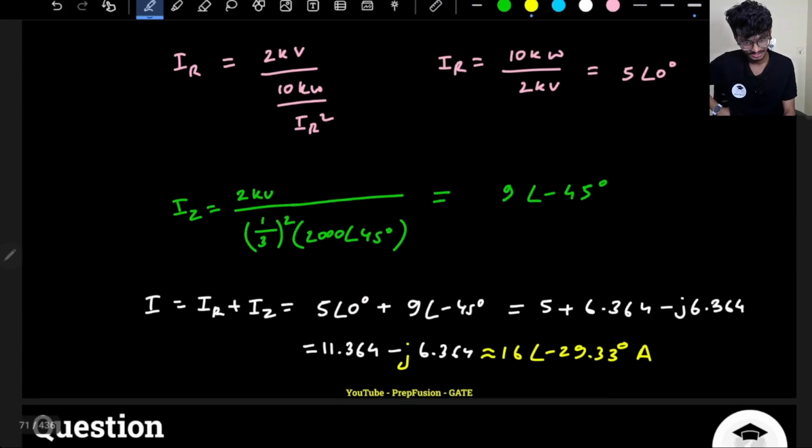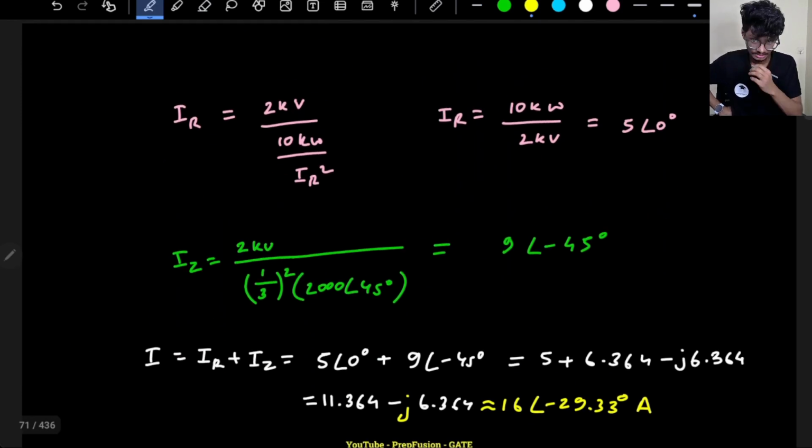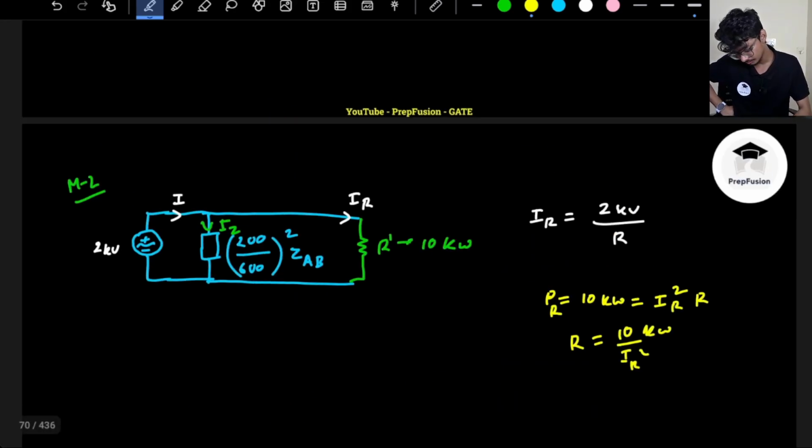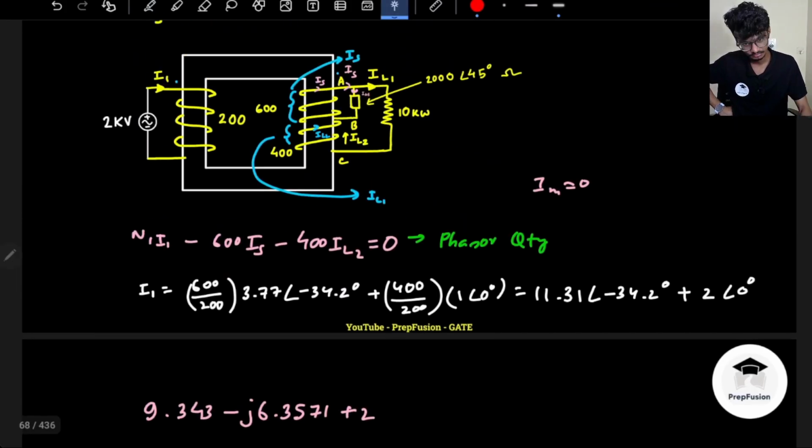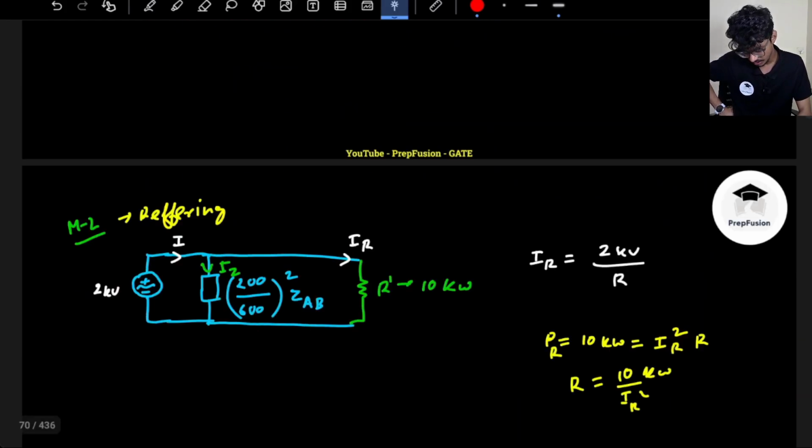Okay, I hope you have understood. This kind of question has not been asked yet, but I am expecting that it will be asked. So always try, it is better to use the referring of the sources. It simplifies the circuit very much. You don't have to think about this winding coil, all this. It just takes into account the impedance referring case. Okay, so now let's solve the next question.